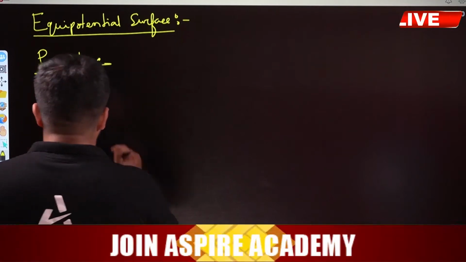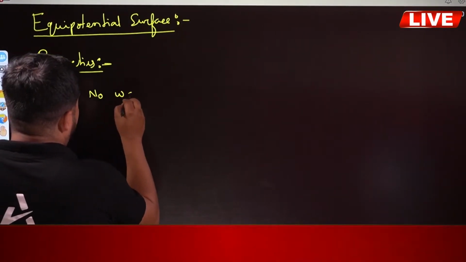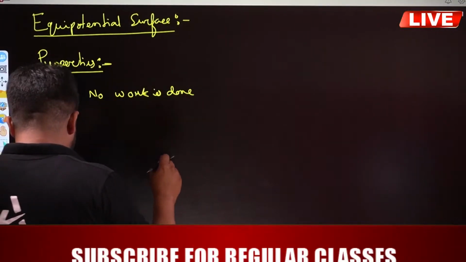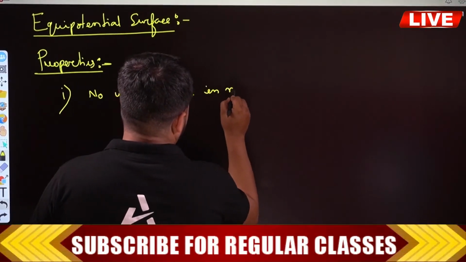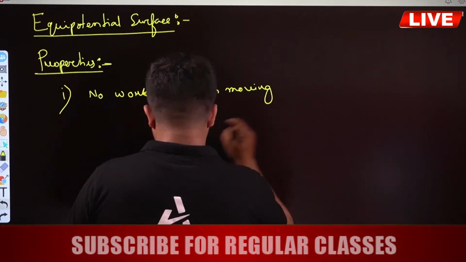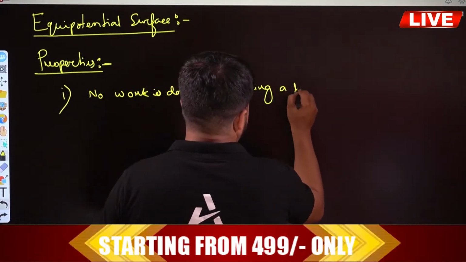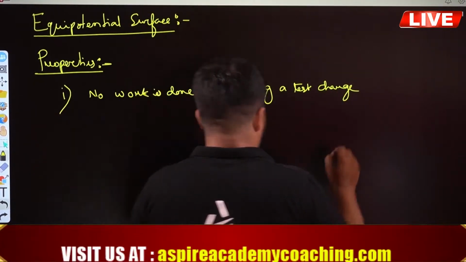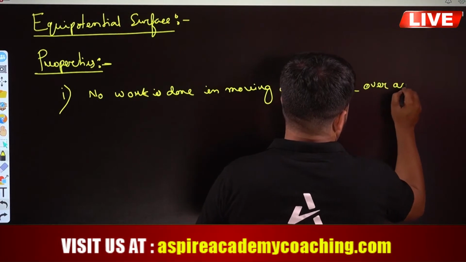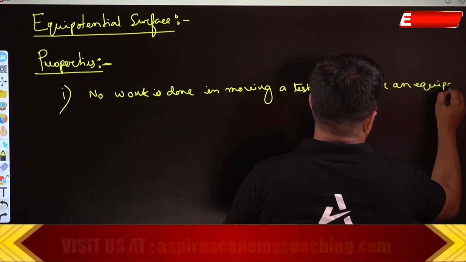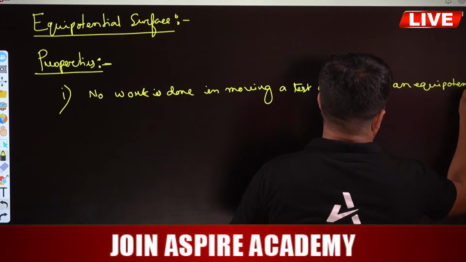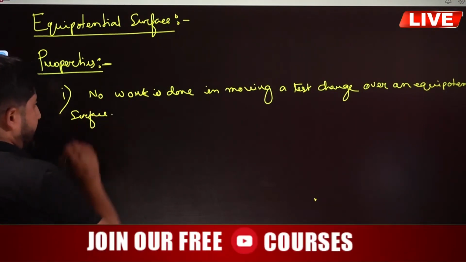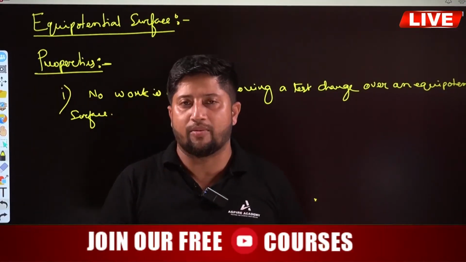No work is done in moving a test charge over an equipotential surface. What is the meaning of that? No work is done in moving a test charge over an equipotential surface.